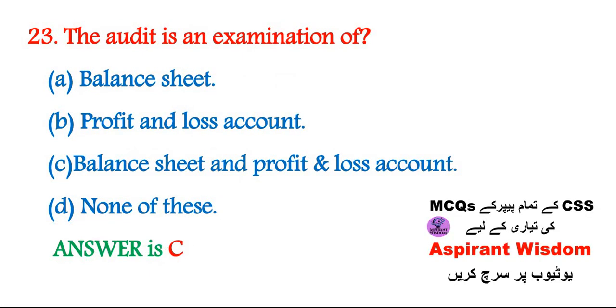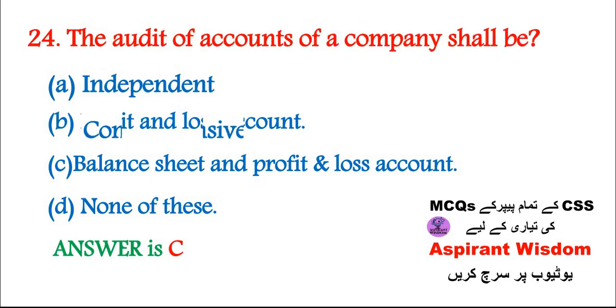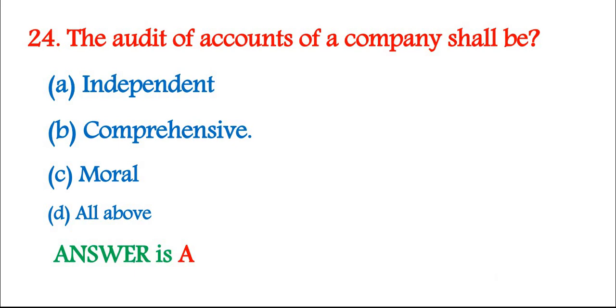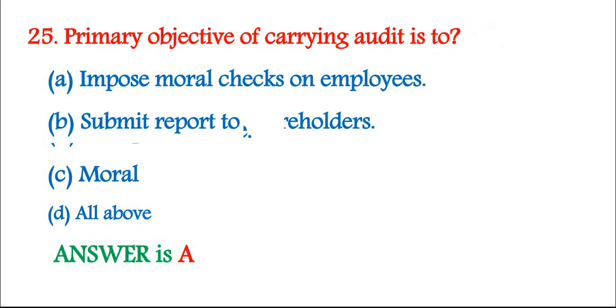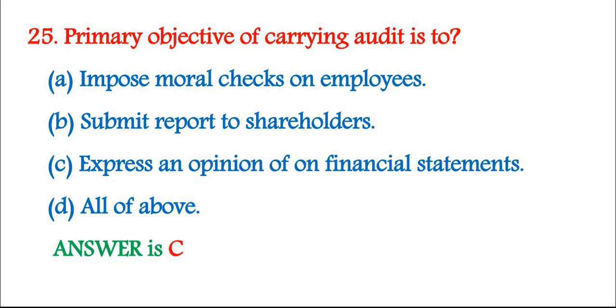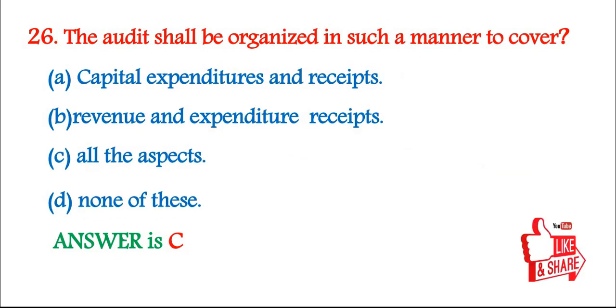23. The audit is an examination of A. Balance sheet. B. Profit and loss account. C. Balance sheet and profit and loss account. D. None of these. Answer is C. 24. The audit of accounts of a company shall be A. Independent. B. Comprehensive. C. Moral. D. All above. Answer is A. 25. Primary objective of carrying audit is to A. Impose moral checks on employees. B. Submit report to shareholders. C. Express an opinion on financial statements. D. All of above. Answer is C. 26. The audit shall be organized in such a manner to cover A. Capital expenditures and receipts. B. Revenue and expenditure receipts. C. All the aspects. D. None of these. Answer is C.